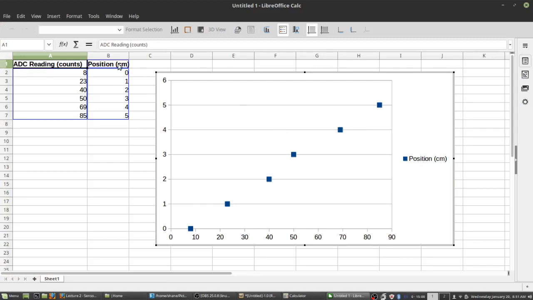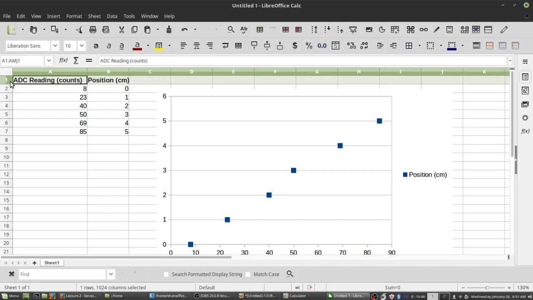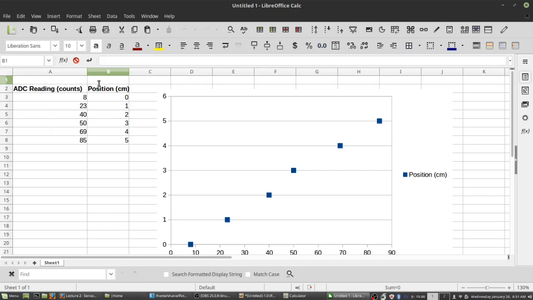You can see I actually had to measure this and validate that this was 0, 1, 2, 3, 4, 5, and then measure the corresponding ADC reading. So just to be clear, this position is measured. You're always going to have some way to validate that kind of stuff. Like maybe you're doing a temperature sensor, well, you're going to have to find a way to see what the temperature actually is, with maybe a thermometer or something. Anyway, that's beside the point.